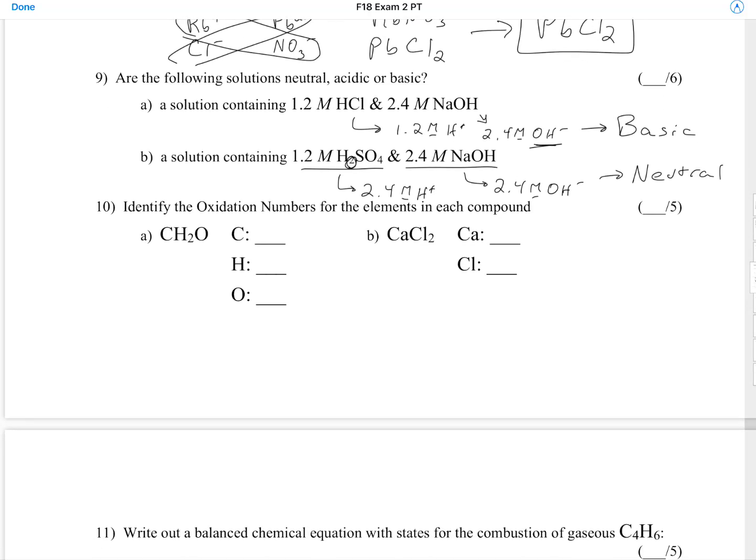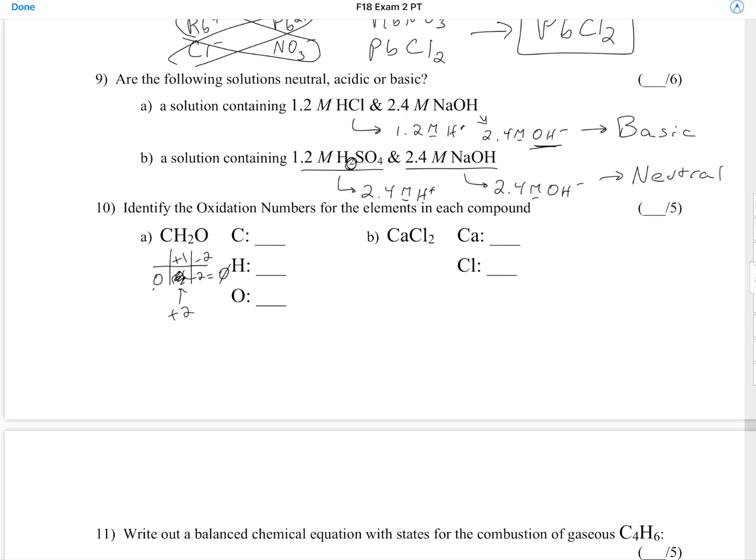Okay, identifying oxidation numbers, number 10. So in these, we're always looking at what rules we know. We know oxygen's -2, hydrogen's +1. We have 1 oxygen, that means still -2 here. This is +2. So now +2 and -2, so that means the carbon has to be 0. And so that top row, those are my oxidation states.